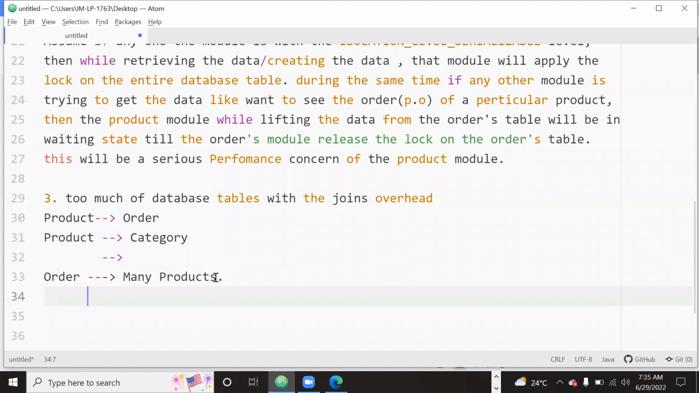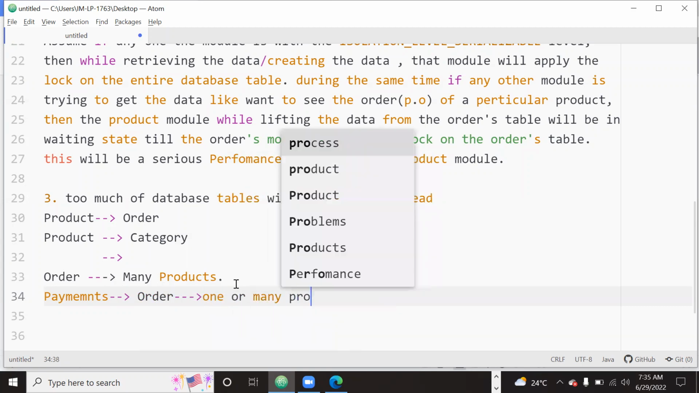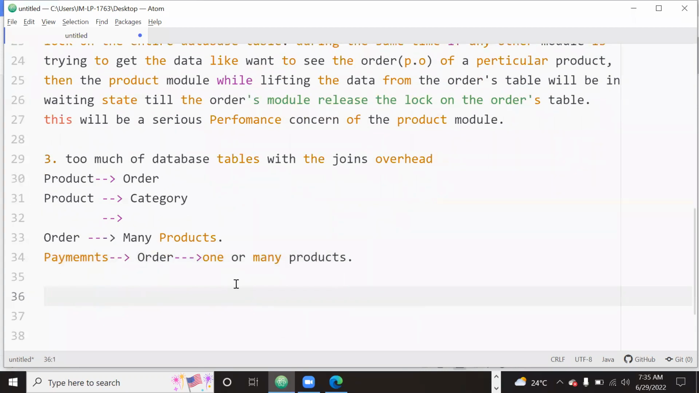And for example, the payments module. One payment is nothing but one order copy. For each and every order copy, there will be one payment, where each and every order may contain one or many products. If we look at product, category, order, payments, these are the complex relations, right?